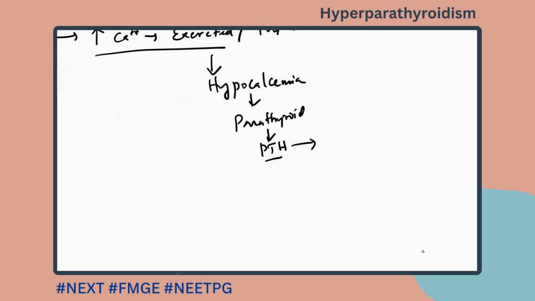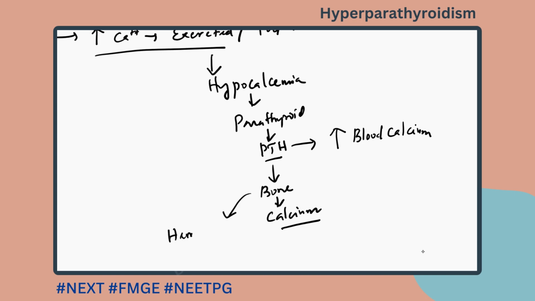Now, when parathormone is released, what is its function? It has to increase the blood calcium level. It cannot act on the kidney, because the kidney is already in failure. So what will it do? It will act only on bone, and it dissolves the bone and releases the calcium from bone. So much calcium is released from the bone.